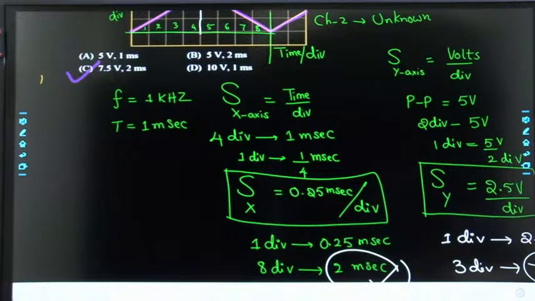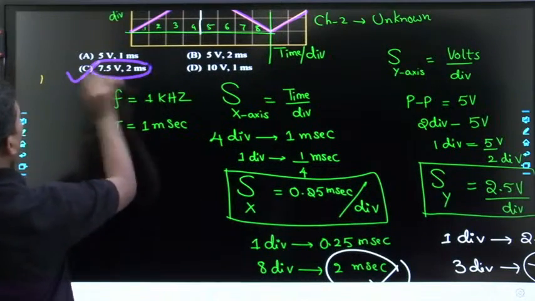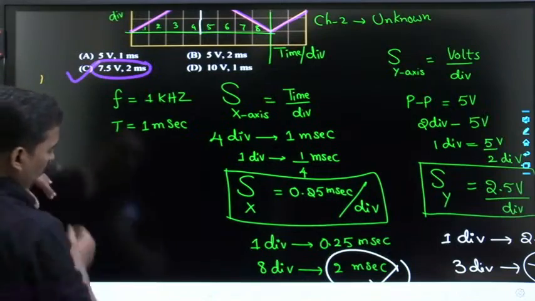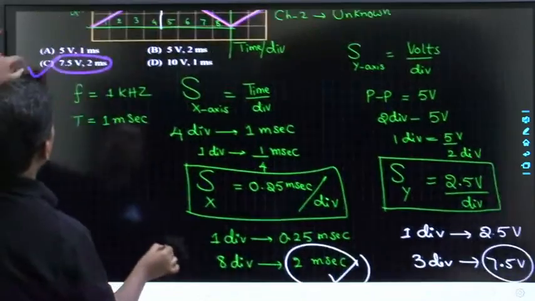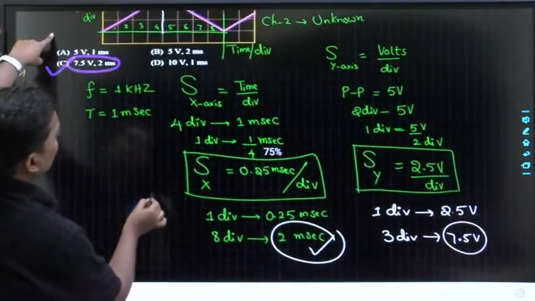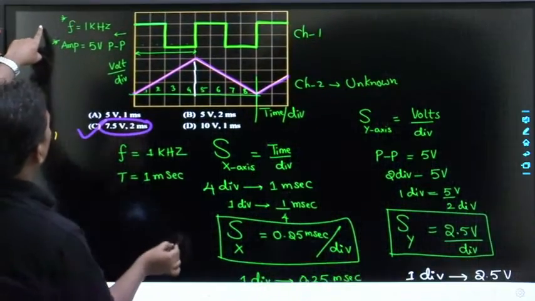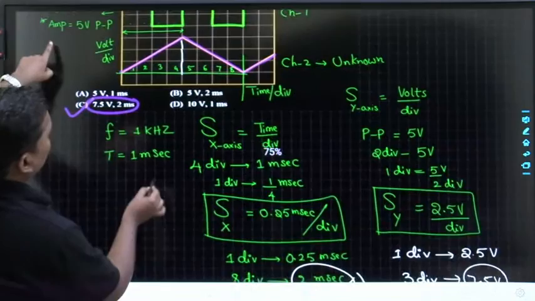Nobody has given the correct answer. Ruchita, you are wrong. Nirvesh, you are also wrong. The correct answer is 7.5 volts and 2 milliseconds. All of you followed or not? Don't be in a hurry and don't make mistakes, dear students. Once again, I am giving you the diagram. आपके बारे में explain कर रहा हूँ. Don't make mistakes. Okay?